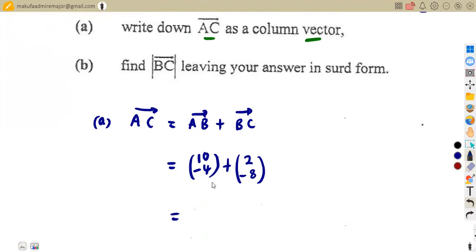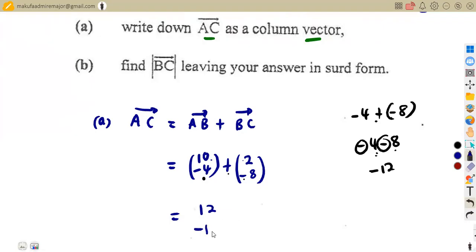So let us combine our terms. Remember, I said corresponding elements, you just have to add 10 plus 2, which is going to be 12. You add also the corresponding elements. So this is minus 4 plus minus 8, like this. A plus and a minus is going to give us a minus. You add the numbers because the signs are the same, you obtain a 12, but carrying the common sign, which is a negative. So that was going to give us a negative 12 in this case. All right, so that is our vector AC.